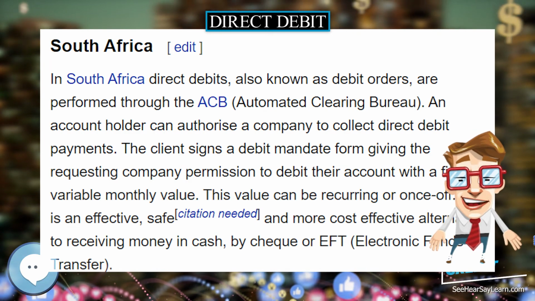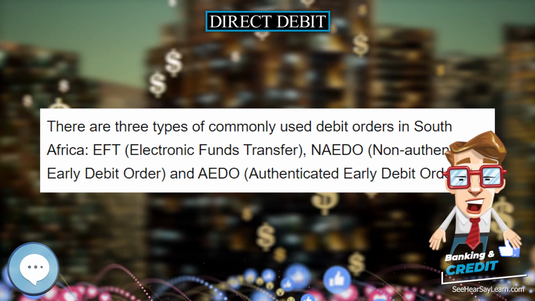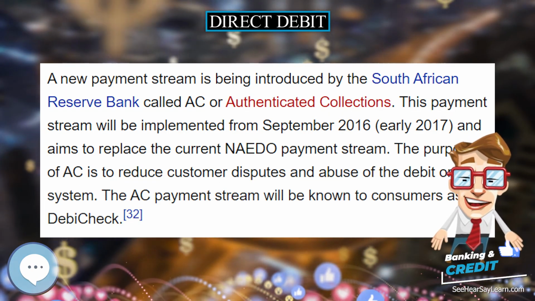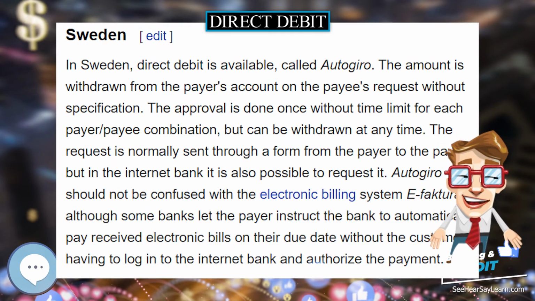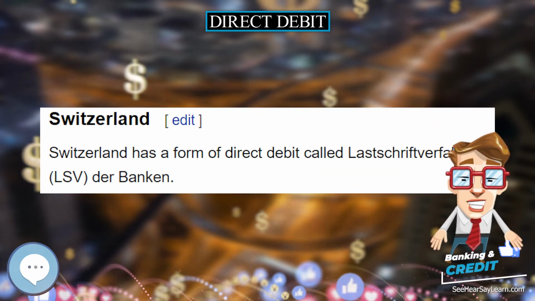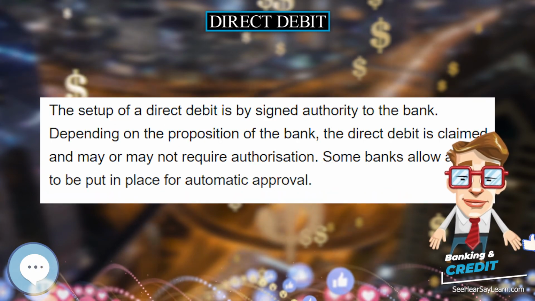A new payment stream is being introduced by the South African Reserve Bank called AC, or Authenticated Collections. This payment stream will be implemented from September 2016, early 2017, and aims to replace the current NAEDO payment stream. The purpose of AC is to reduce customer disputes and abuse of the debit order system. The AC payment stream will be known to consumers as DebiCheck.